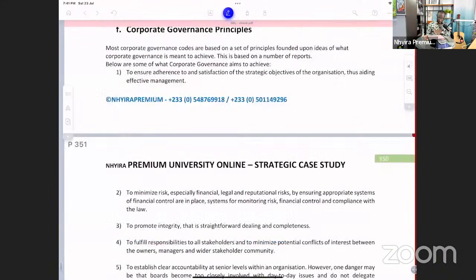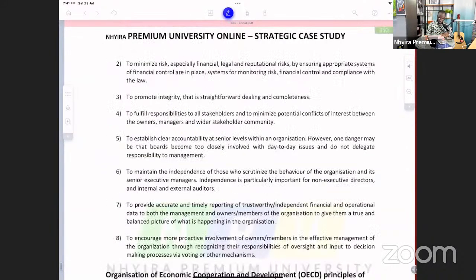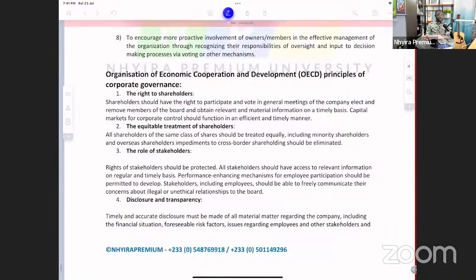Corporate governance principle. Most corporate governance principles are founded on... Okay. Yeah, this is the OECD principle. So let me go through them with you quickly in that case, as your question is. According to the Organization of Economic Cooperation and Development, these are principles that we must understand under corporate governance. Number one is the right to shareholders. So shareholders should have the right to participate and vote in general meetings.